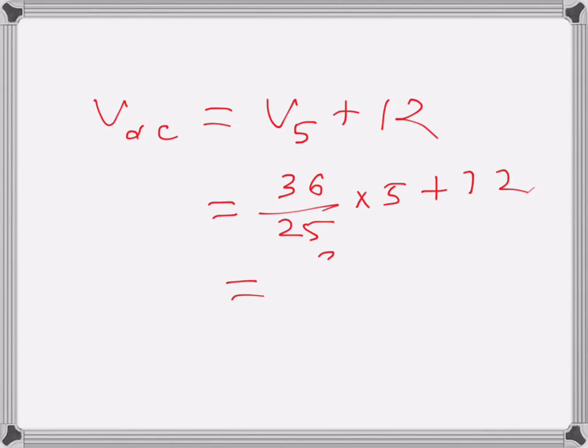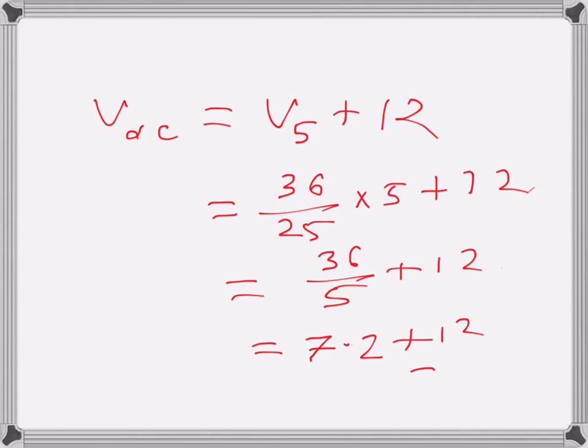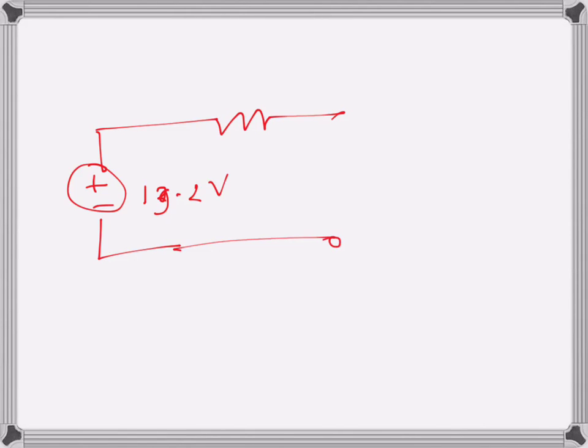So that is the current times the resistance, plus 12 here. So that is 36 over 5 plus 12, which is 7.2 plus 12, so that is 19.2 volts. That is the open circuit voltage or Thevenin's voltage. So if I draw the Thevenin's circuit, this will be the Thevenin's voltage, which is 19.2 volts, and then I will need Thevenin's resistance, which I will find out later.